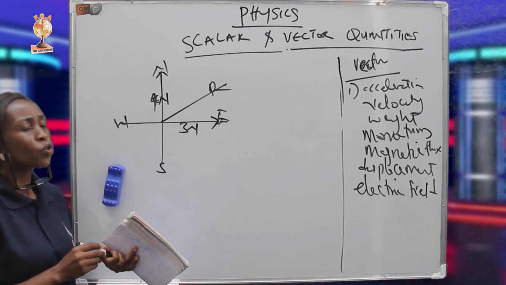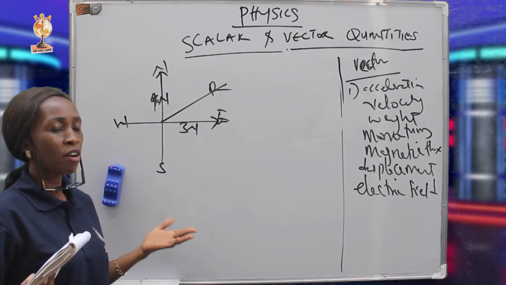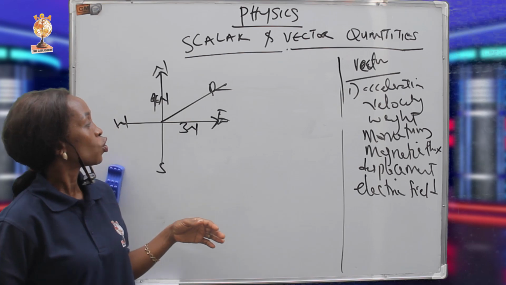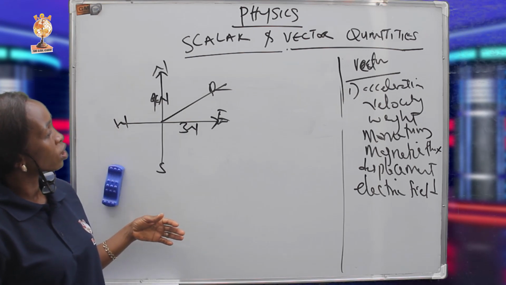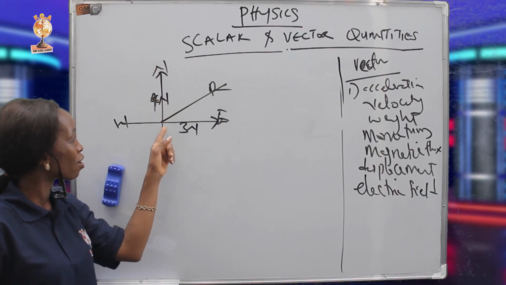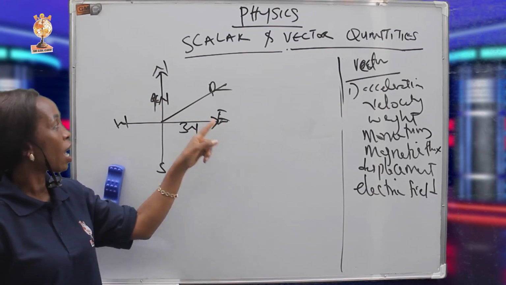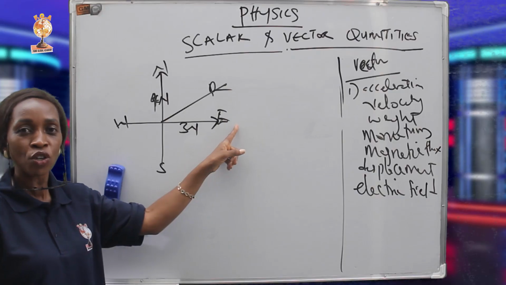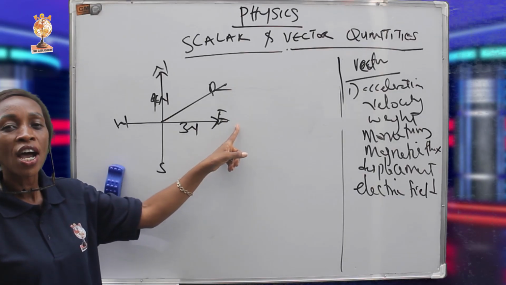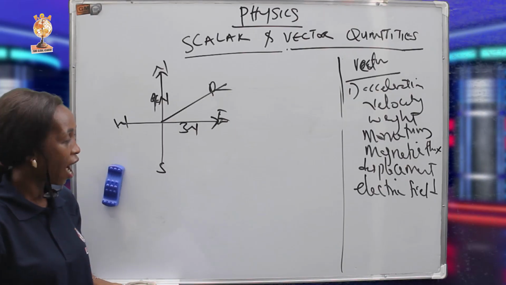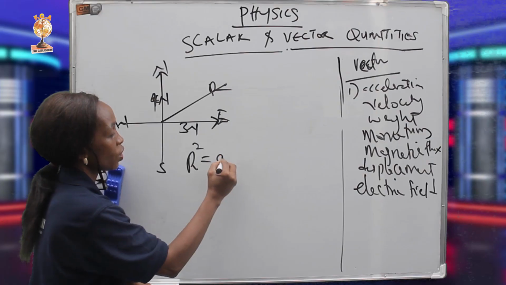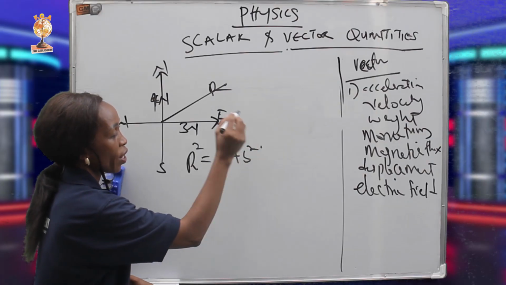So what do I do? Do I need to add their resultant? No, because they are not in the same direction. Do I need to subtract the resultant? No, they are not going in the opposite direction. They are going at a right angle to each other. They are making an angle of 90 degrees to each other. So I use the Pythagorean theorem, which says that R squared is equal to A squared plus B squared.